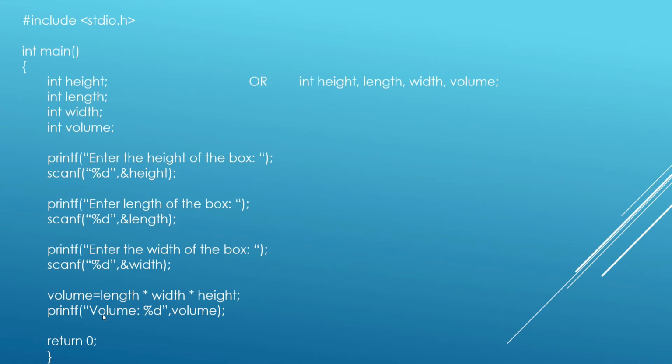Then we're going to print this out, volume %d. That's just going to show us the value of volume. And then we're going to return 0, and that's the end of our program.